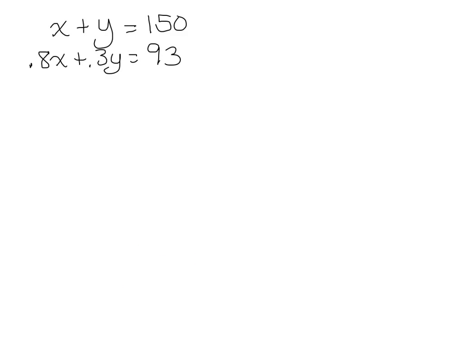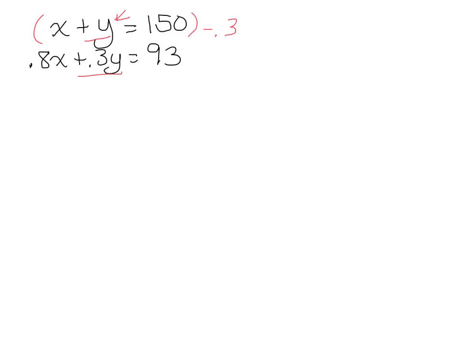Remember, in the process of elimination, you choose one of the variables to eliminate. I have chosen to eliminate the variable y. I'm going to do this by multiplying the entire top row by negative 0.3. Doing this would cause the coefficients of y to be the opposite of each other, and therefore they would cancel out whenever I add the two rows together.